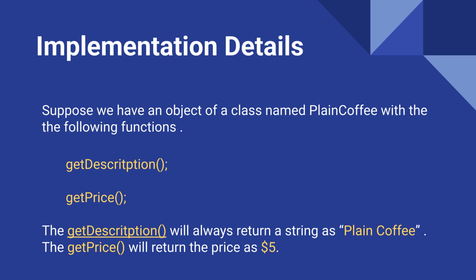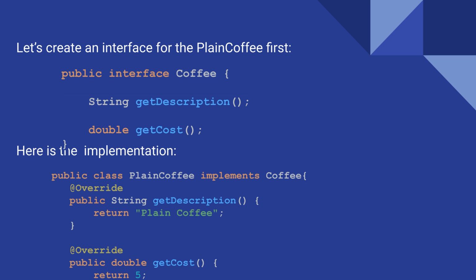For implementation, let's use a coffee example. We start with a plain coffee class that has getDescription and getPrice methods. Initially, the description is plain coffee and the price is $5. First, we define the coffee interface with getDescription and getCost methods. Then, we implement plain coffee, returning plain coffee for the description and $5 for the cost.